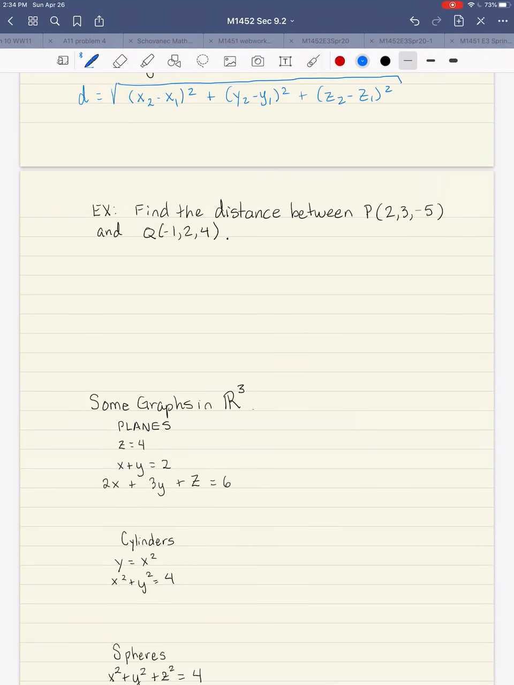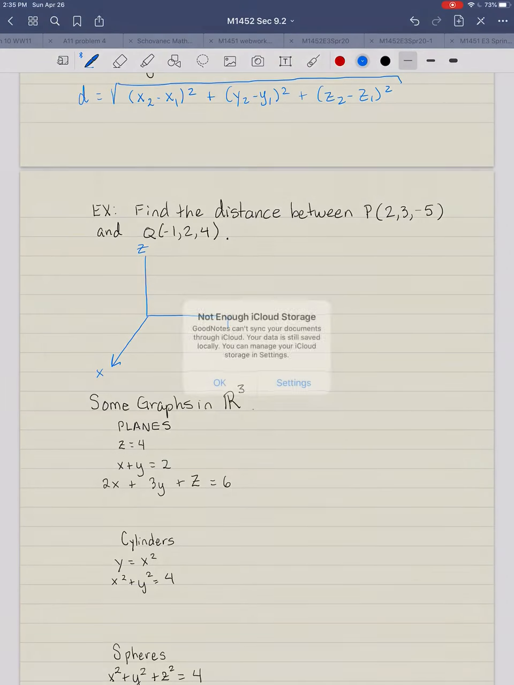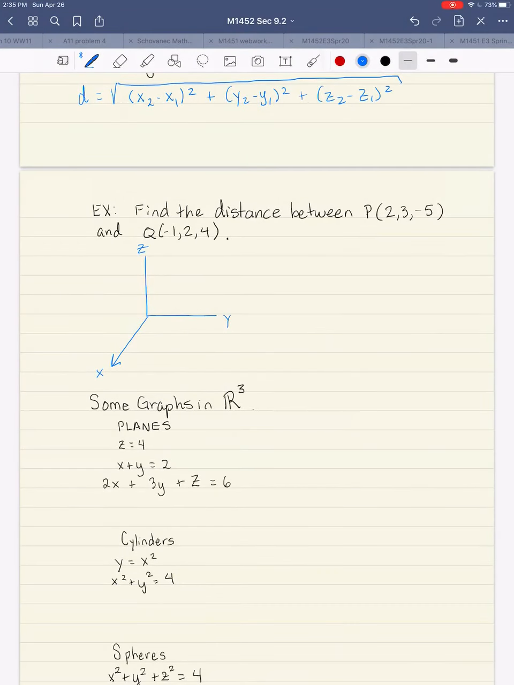So let's look at our example. Let's find the distance between point P, 2, 3, negative 5, and Q, negative 1, 2, 4. So let's see. I'll plot them again. So here's the z-axis, the y-axis, and then the x-axis coming out. So 2, 3, negative 5. And negative 1, 2, 4. So we're looking for this distance right here. I'm going to have to make that point a little bit bigger.